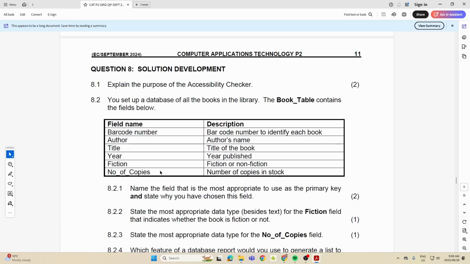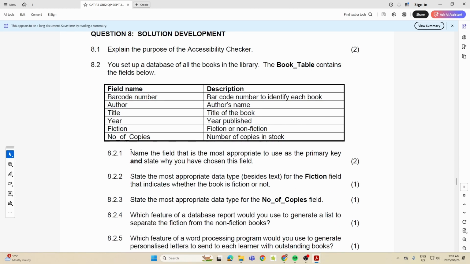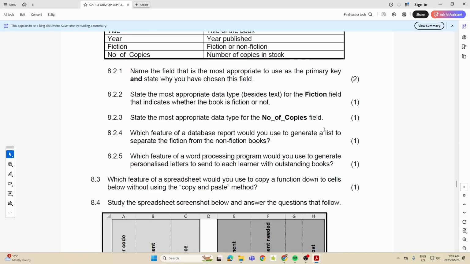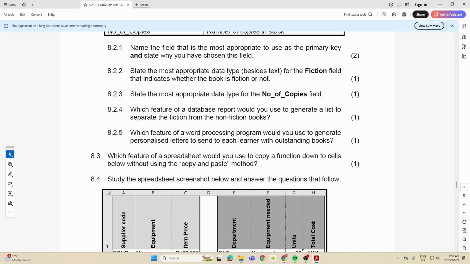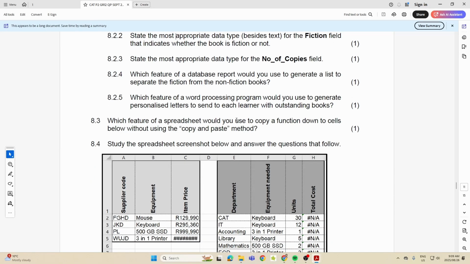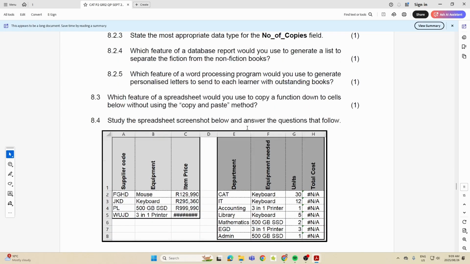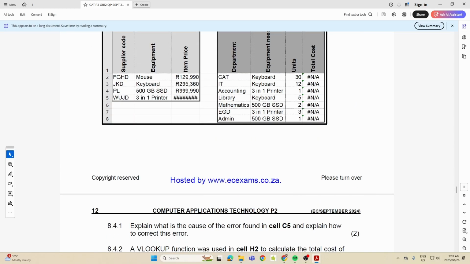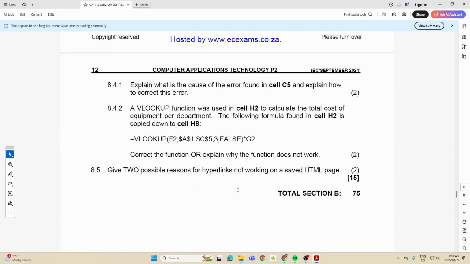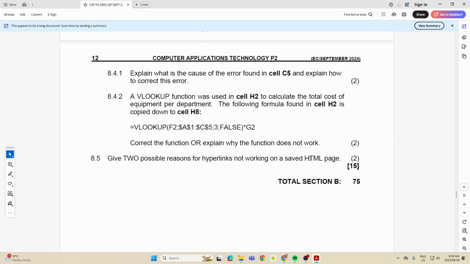2024, same story. We've got a database. Name the field. State the most appropriate data type. Lists. Word processing program for personalized letters. Which feature of a spreadsheet would you use to copy a function down to cells without using the copy and paste method? Then what's the error over here? There's the VLOOKUP. And there you can see, guys, hyperlinks as well from HTML.